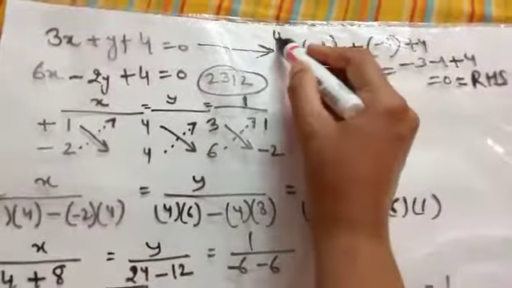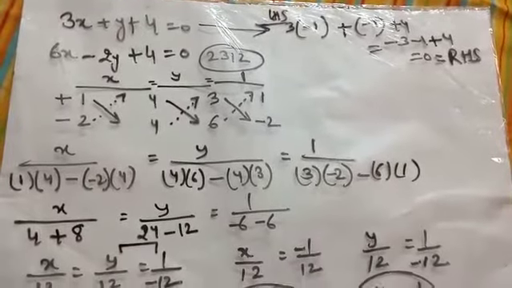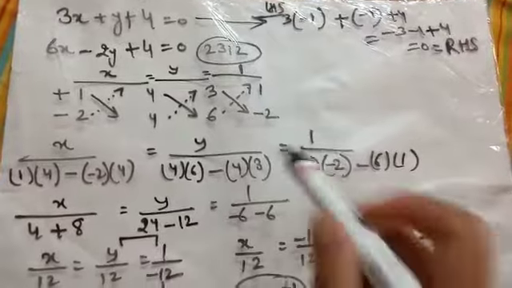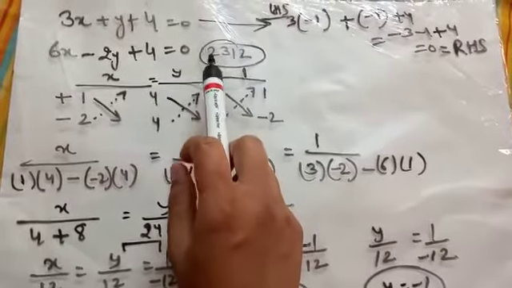So I started with LHS and I have got RHS. That means I have verified my answer. So this is the very important number which I need to remember for my cross multiplication method.